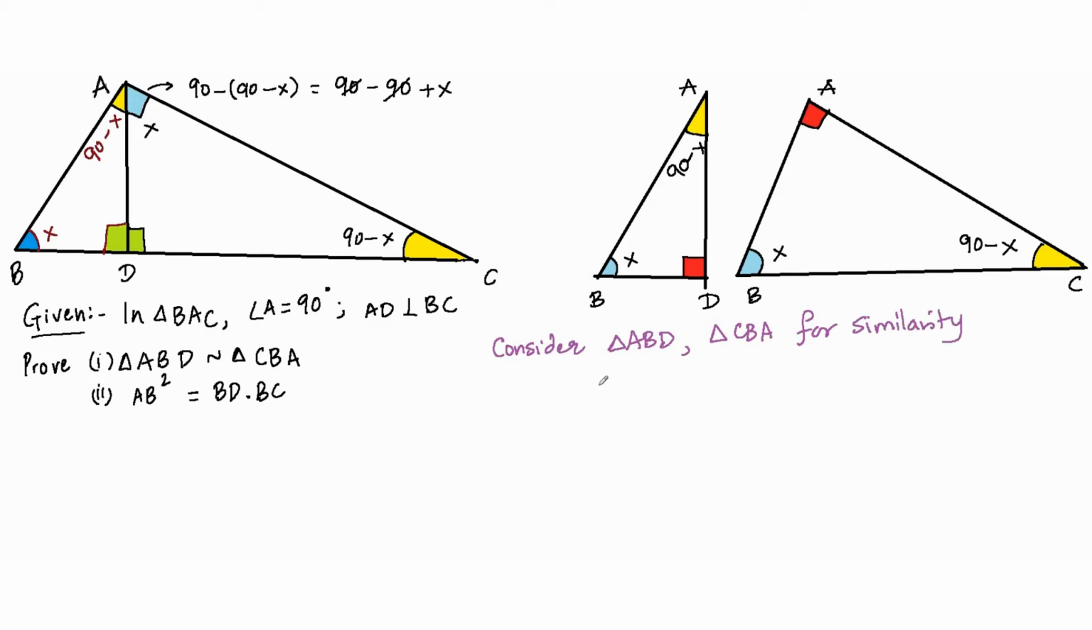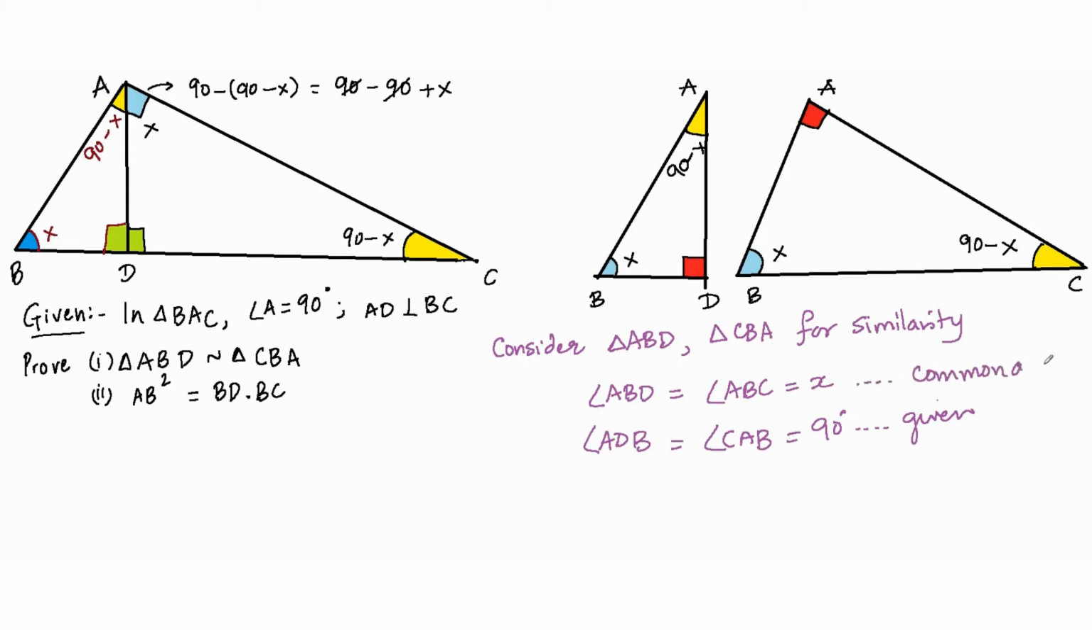And we now know that angle ABD is equal to angle ABC, which is equal to X, right? And also angle ADB is equal to angle CAB, because that equals 90 degrees, that is given in the question. Now by the way, angle ABD and angle ABC can also be marked as common angle, right? Because this particular angle is common to both the triangles. You can also mark it as common angles, and therefore triangle ABD is going to be similar to, now let us notice the corresponding vertices.